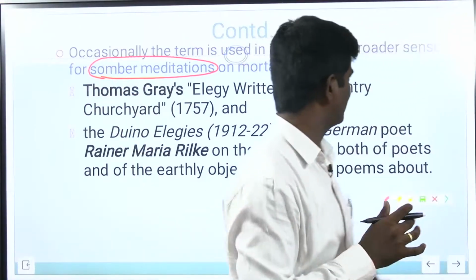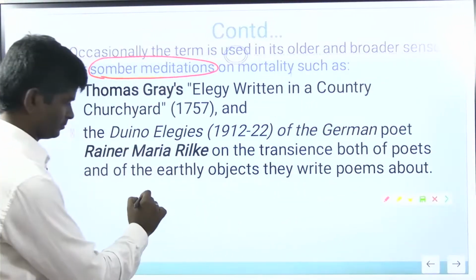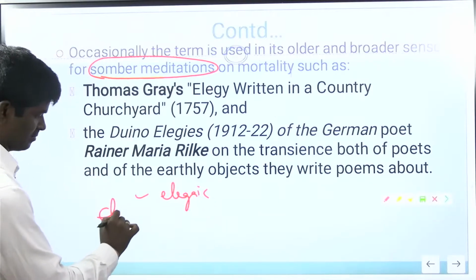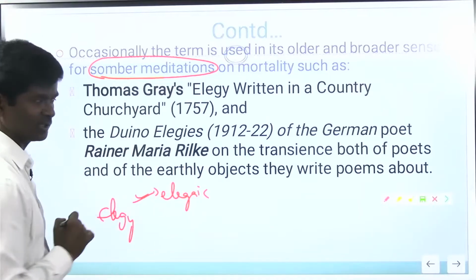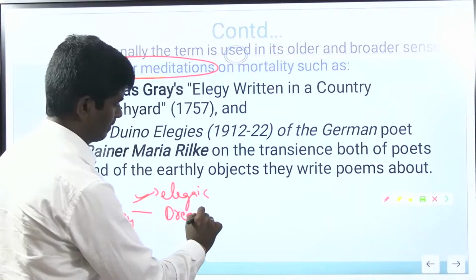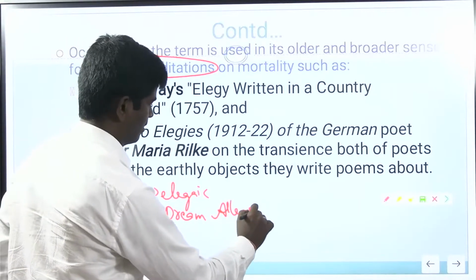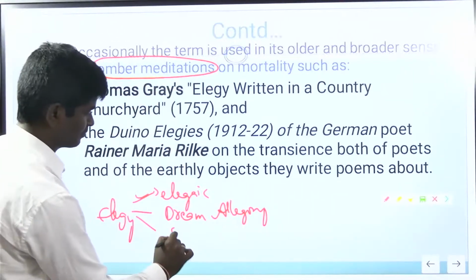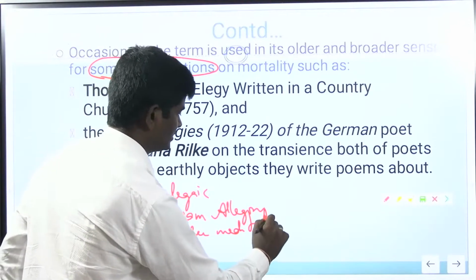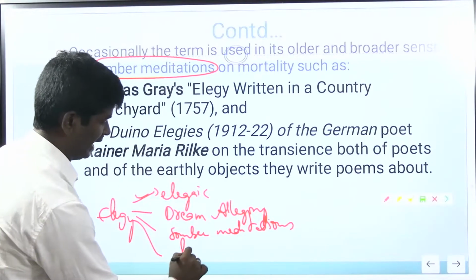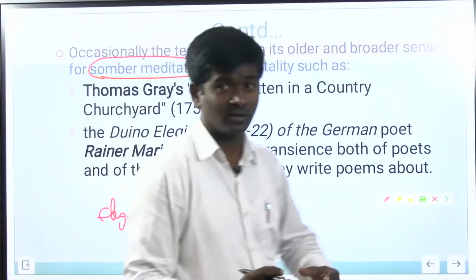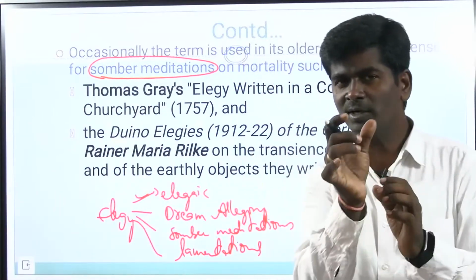Friends, you need to understand. Elegy refers to elegiac meter. The term elegy is associated with elegiac meter, with dream allegory, with somber meditations, with lamentations. See, what are the various meanings of the word elegy?